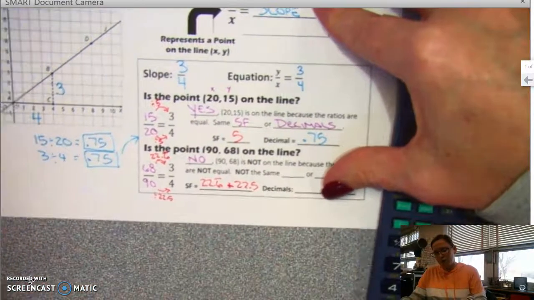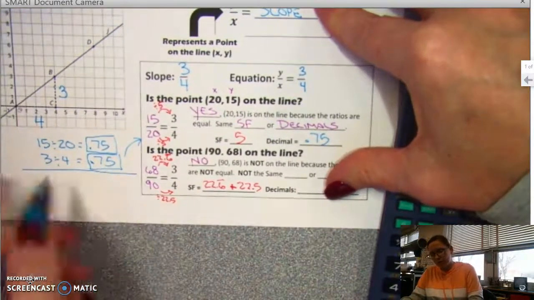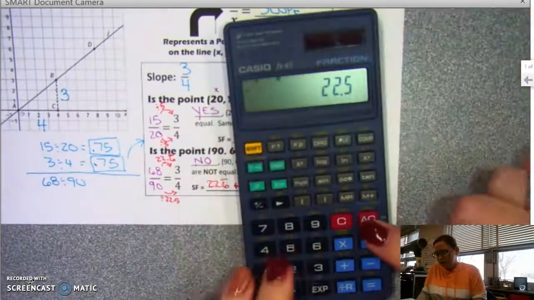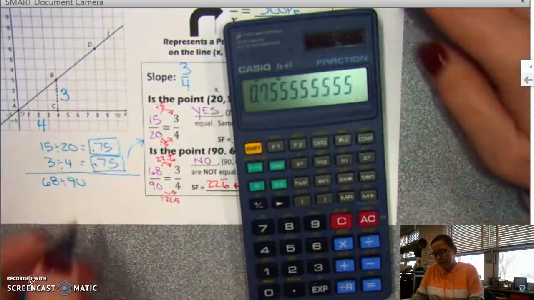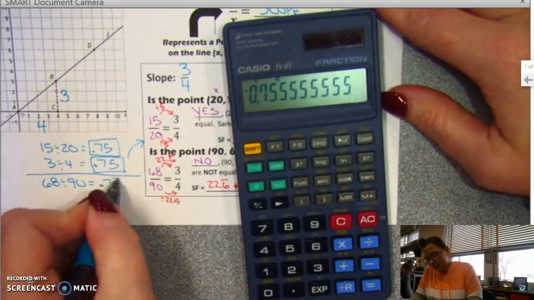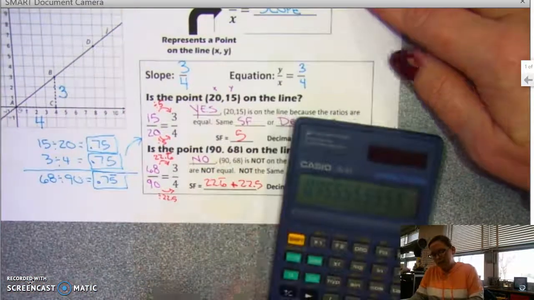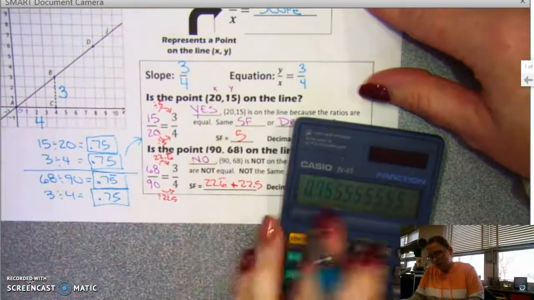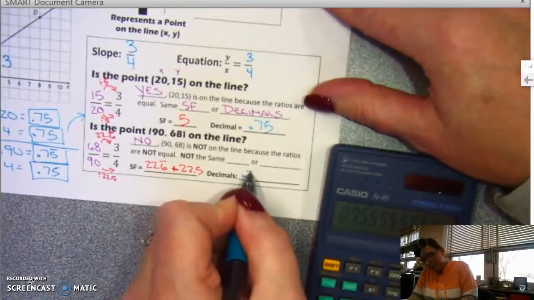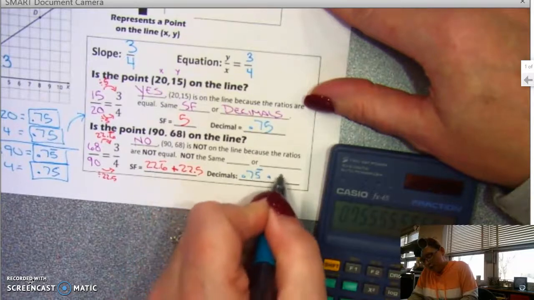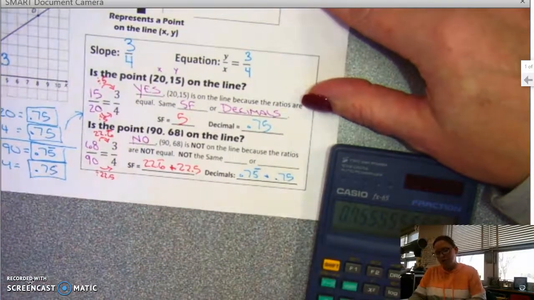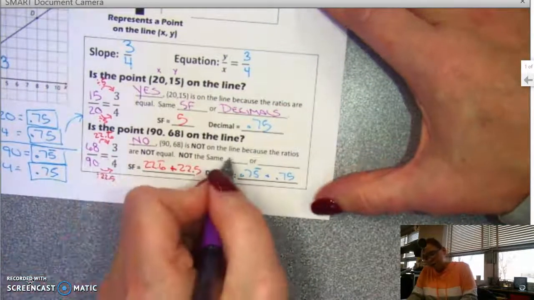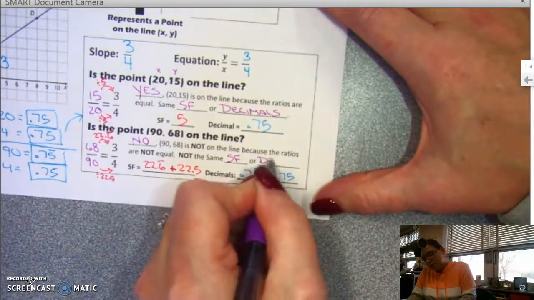But now let's prove it with the decimals. So over here, we'll do the decimal of 68 divided by 90. So if we take 68 divided by 90, we get 0.75 repeating. Is 0.75 repeating the same thing as 0.75? And the answer is no. So because these decimals are not the same, 0.75 repeating and 0.75, our answer is no. Why is it no? Because the ratios are not equal to each other. They don't have the same scale factor or the same decimals.